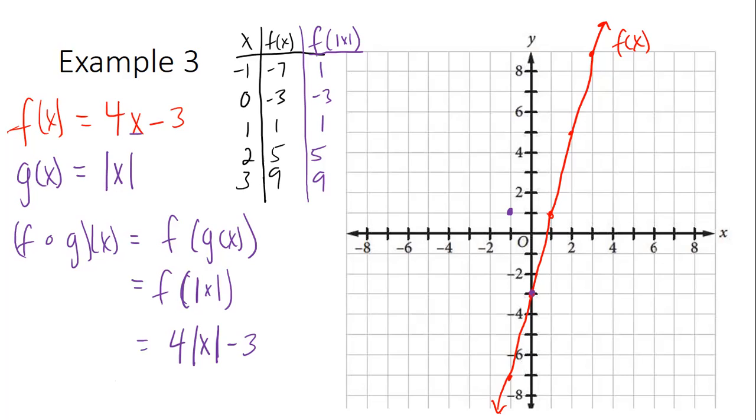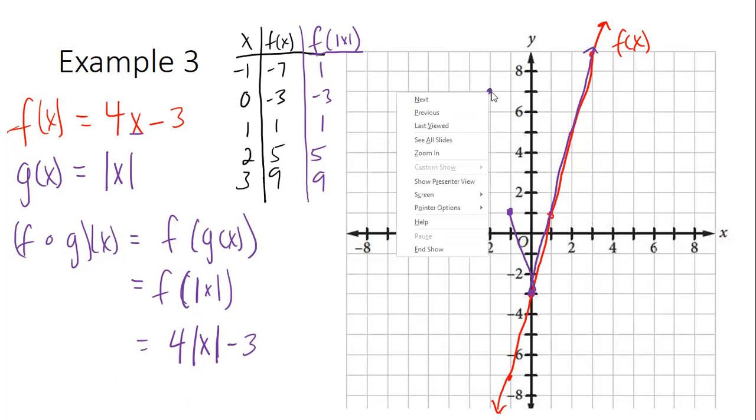Okay. All right, so now that I have this, I now see that this is where my line is going to start, right? And then these values stay the same. And just like all absolute values, they're going to mirror each other. So if I wanted to find -2, I would just plug -2 in. And what is the absolute value of -2? 2. What is 4 times 2? 8. What is 8 minus 3? 5. So at -2, I'm now at 5.